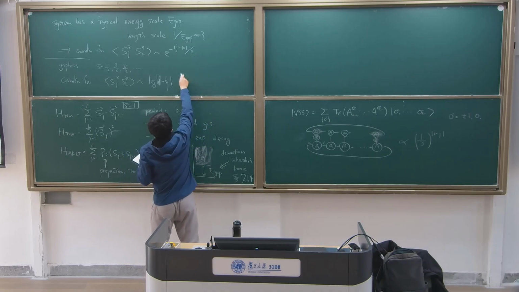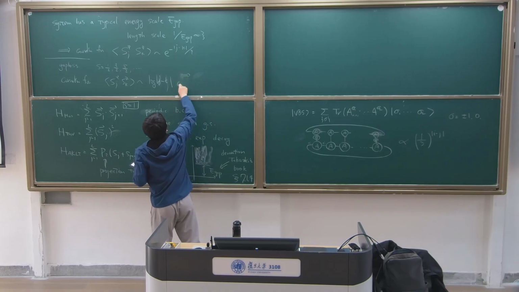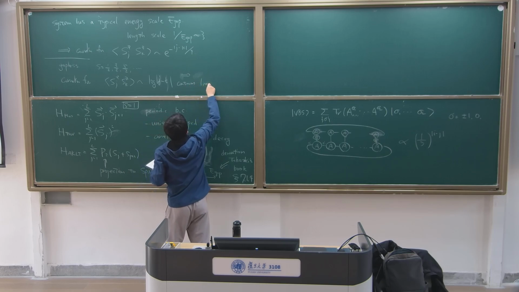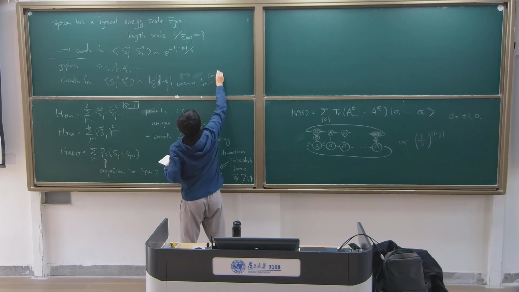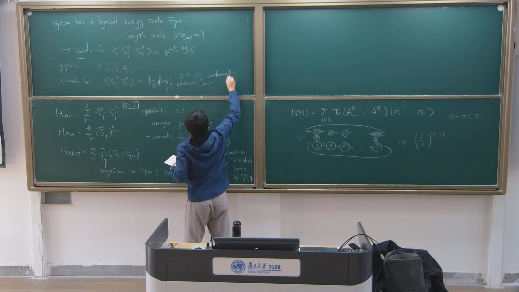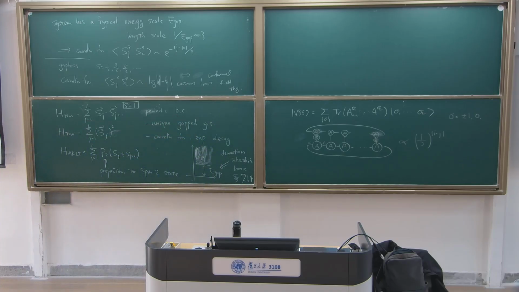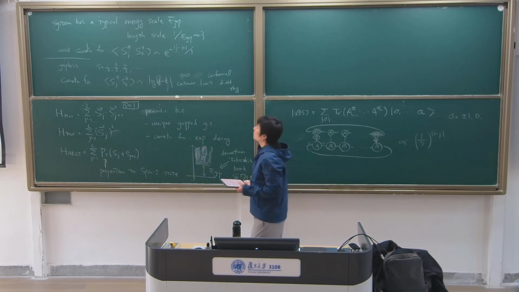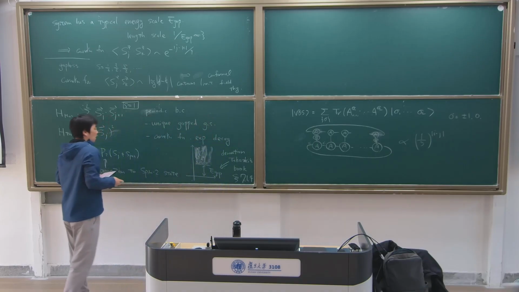So gapless means that the theory has a continuous level, a continuous spectrum. Then the theory becomes a so-called conformal field theory. So they behave very differently. That's what the Haldane conjecture says, for S equal to 1.